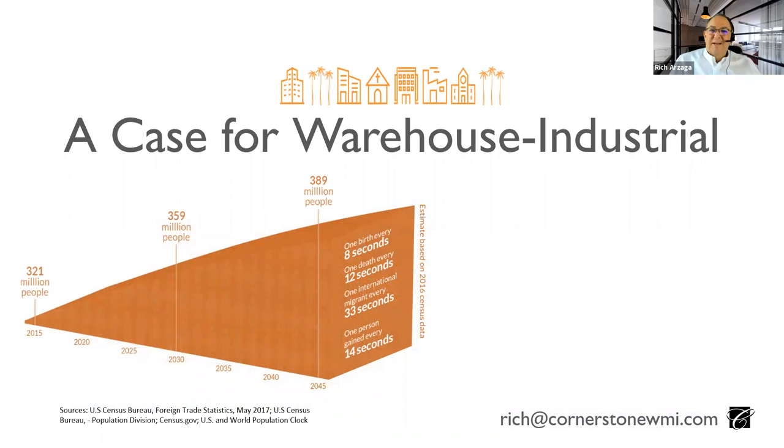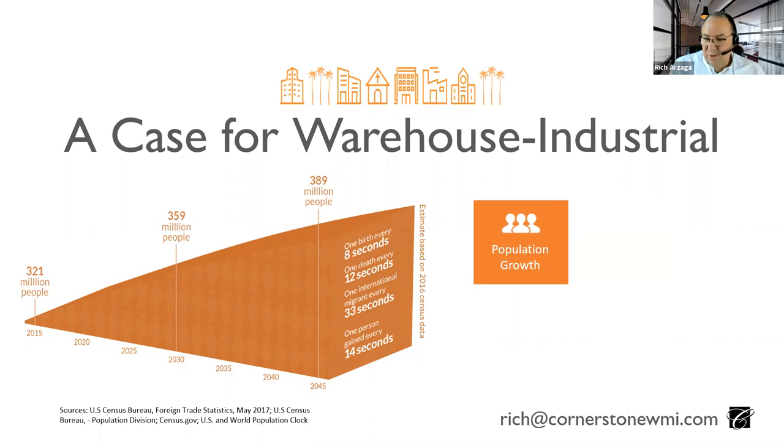First of all, look at the increase in population over time. I've got it from 2015 to projected 2045. Right now, in 2021, we have about 330, 335 million people in America. It's expected to get to 360 million by 2030 and 389 million by 2045. That is a huge increase in population. One person is gained every 14 seconds. That's quite remarkable. So the case for warehouses, one is the population growth. Population growth is very big.